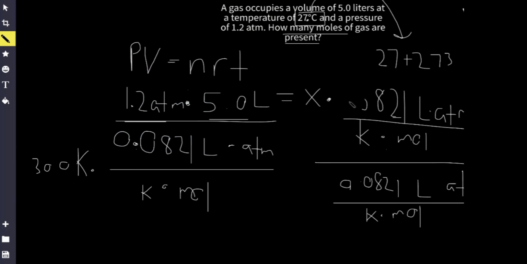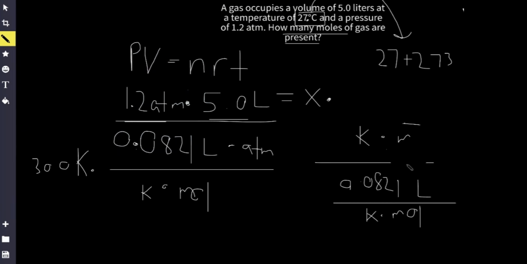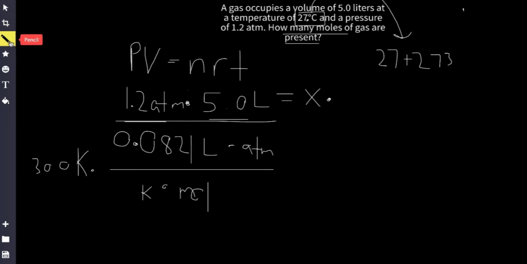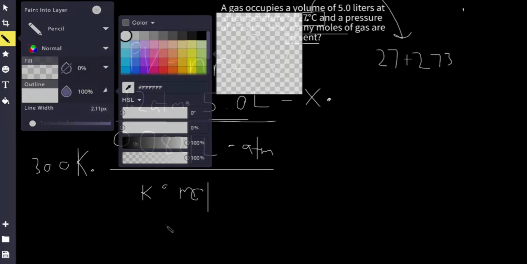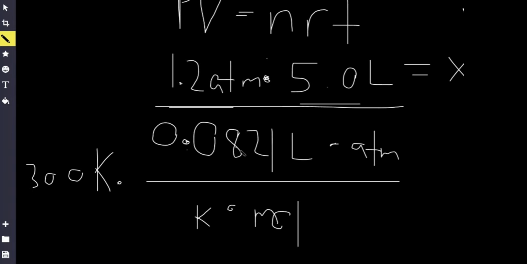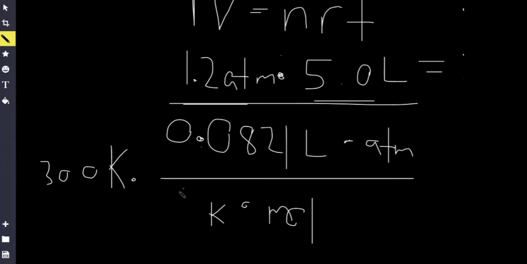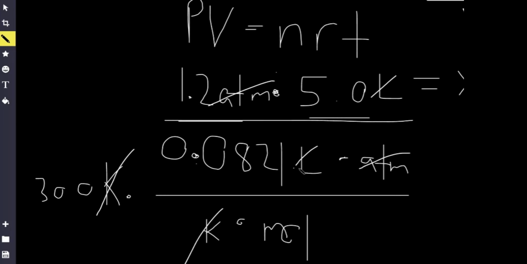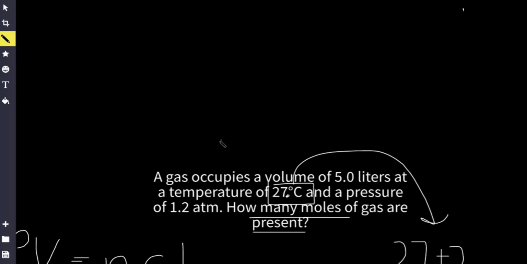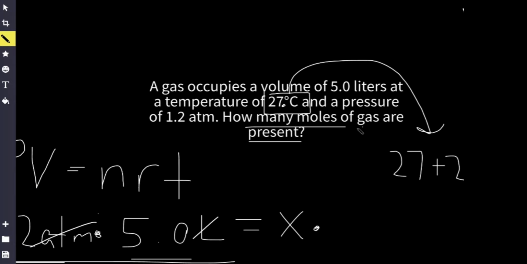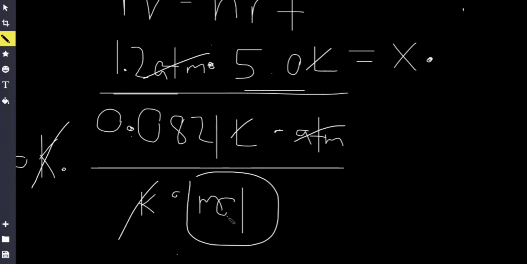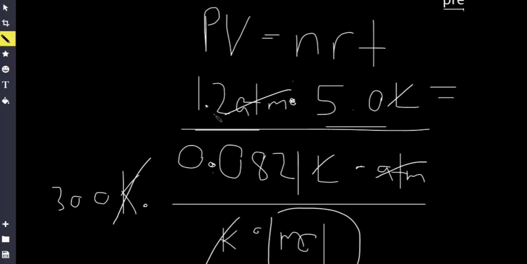Oh, I accidentally erased it. Okay, I'm just going to erase this real quick. So all of that stuff cancels out. When you're dividing by all of this, your Kelvins cancel out. Your atms are on the top and bottom, so that's going to cancel out. Your liters are going to cancel out. And because you're trying to find how many moles of gas are present, and you're left with moles as your unit, well, we're all good. And now it's just a matter of plugging this into your calculator.